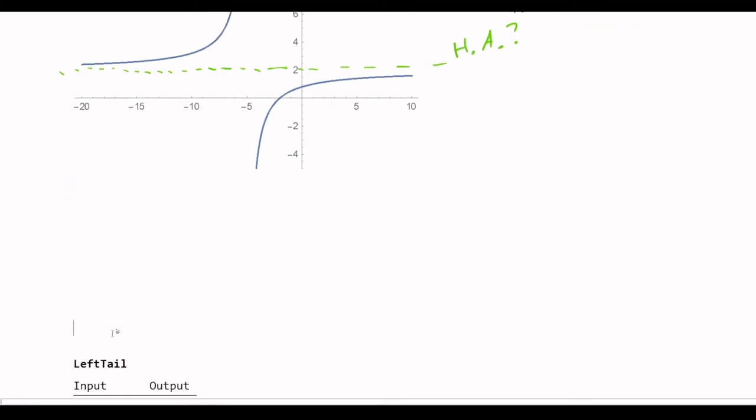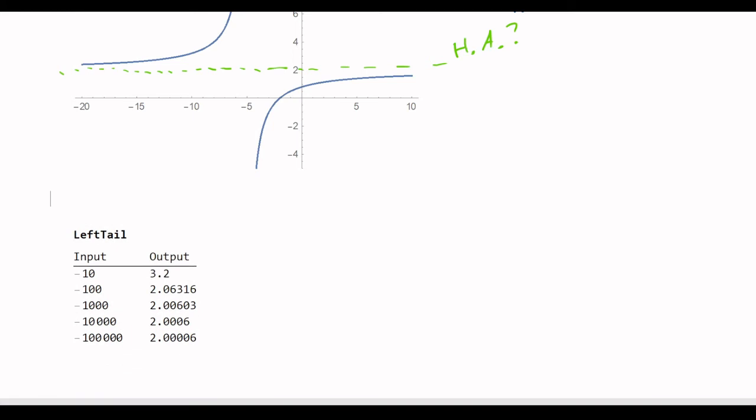So we go down here to the tables. Let's bring these up a little bit. Left tail means we're going left, right? Negative 10, negative 100, negative 1,000. I'm getting bigger, bigger, bigger to the left. What's happening to my outputs? Well, look at that. 3.2. 2 and some change. 2 and a little bit less change. Even closer to 2. Even closer to 2. So this seems to be going to 2 as the input goes to negative infinity.